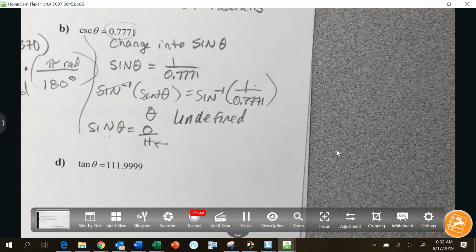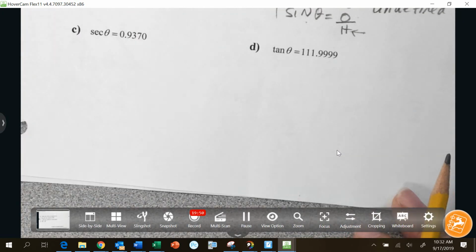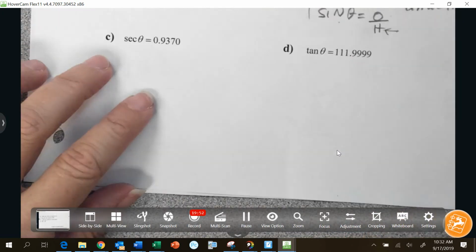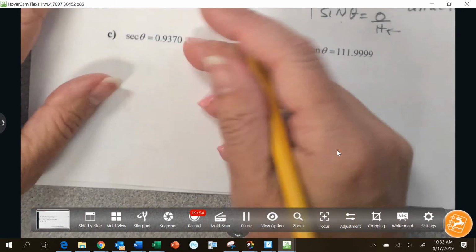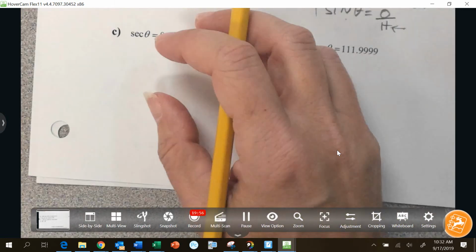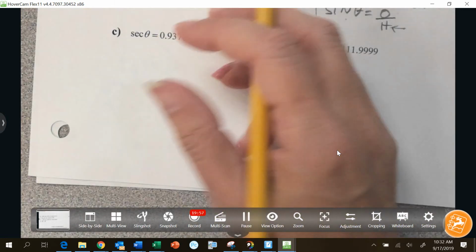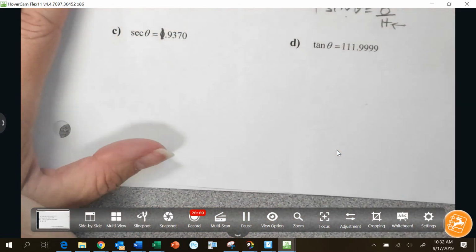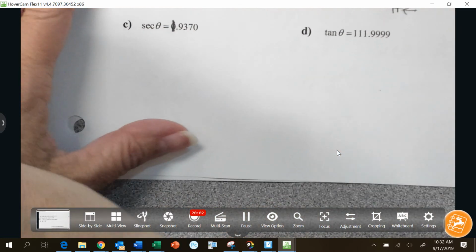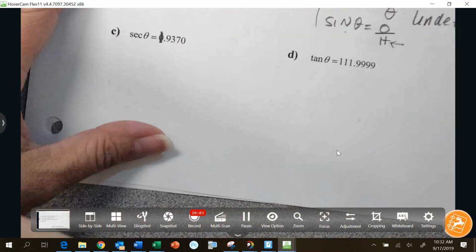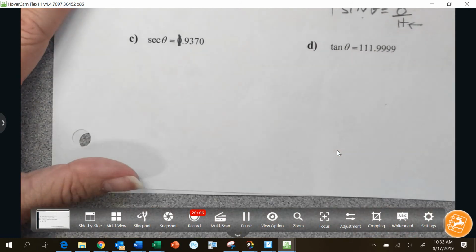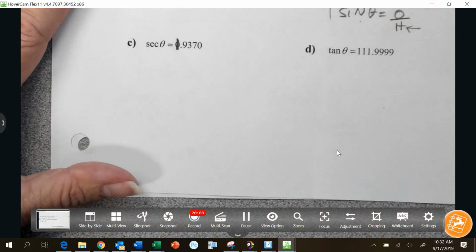But all of the steps that we did are correct. We just had one that didn't work. Okay? Let's hope. Oh, this one's not going to work either. When I was thinking about it, I wasn't thinking about flipping it. 0.9370. Let's do that. Now it'll work. Okay, so we've got secant of theta equals 1.9370.